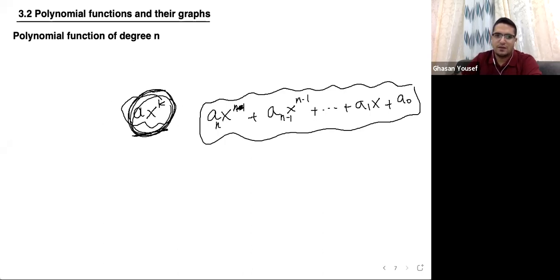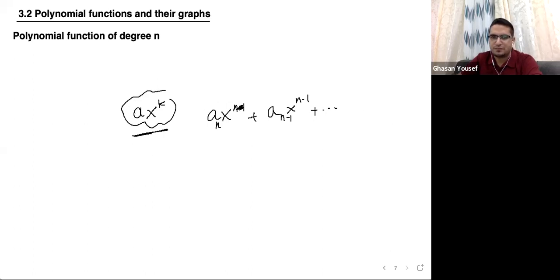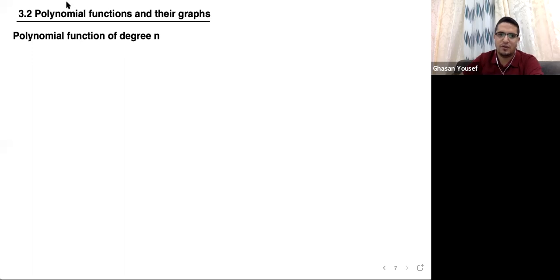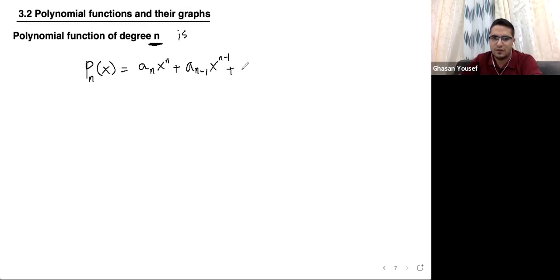Okay. We were talking about this in previous sections, but today I'm going to remind you what the meaning of a polynomial is again. A polynomial function of degree n is any function of this form, P of x, here P n of x. This n means the degree, the highest power. This is equal to a n x to the power n plus a n minus 1 x to the power n minus 1 plus, until we get a1 x to the power 1, or just x, plus a0.